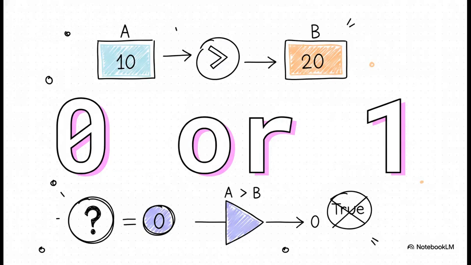Here's the really crucial point, though. Relational expressions do not return the actual text true or false. They evaluate strictly to a binary truth value of either 0 or 1. So if a is 10 and b is 20, asking if a is greater than b will mathematically evaluate to 0, which is exactly how C represents false.